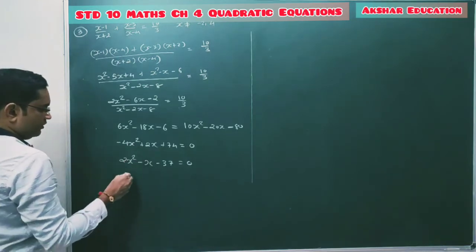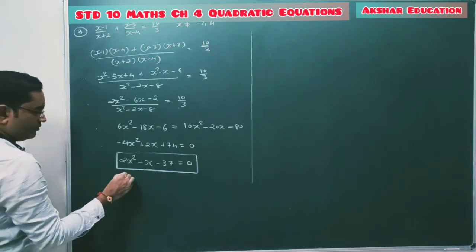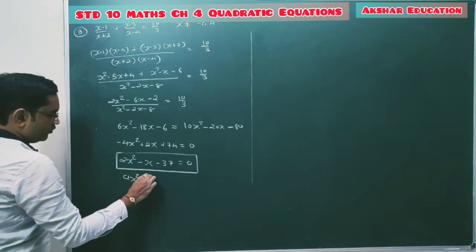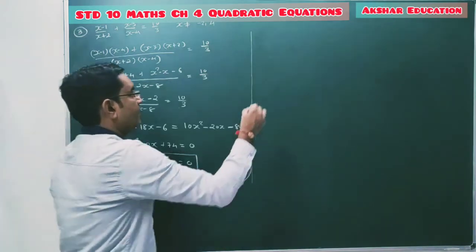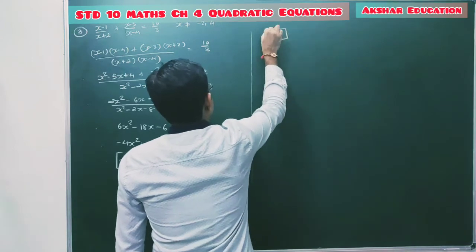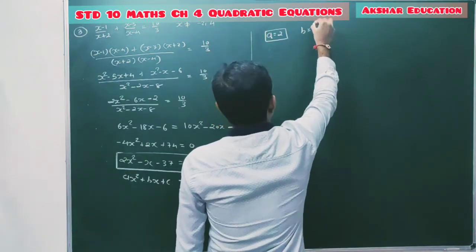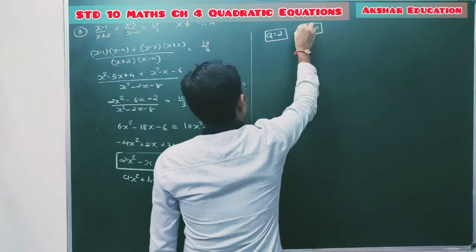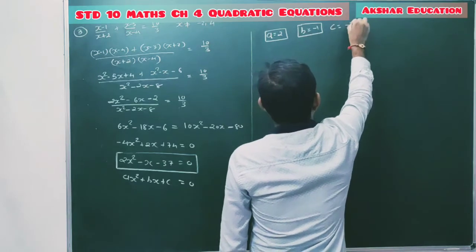Now this is one equation. This is the standard form of quadratic equation. Compare this form with ax square plus bx plus c equal to 0. So we are getting the value of a, which is equal to 2. Value of b is minus 1, and c is minus 37.